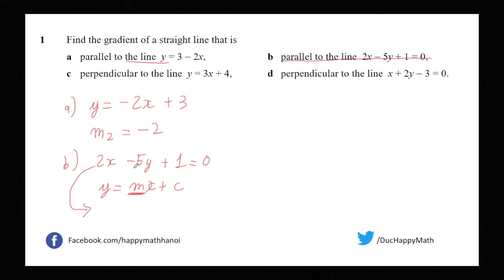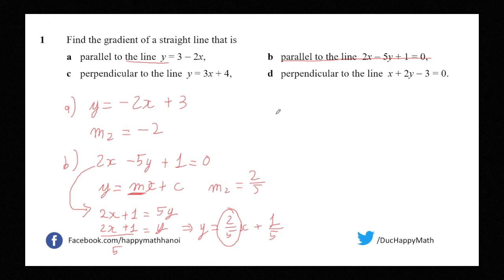First, I move -5y from the left-hand side to the right-hand side and change the sign. Then I divide both sides of this equation by 5. And you get the new form of this line: y = 2/5 x + 1/5. So the gradient of this line is 2/5. So the new straight line parallel to this line has to have a gradient equal to 2/5.